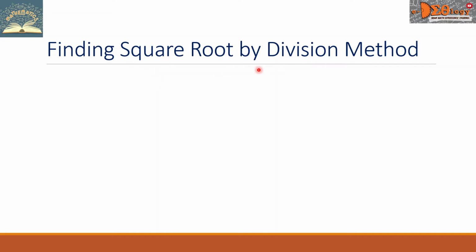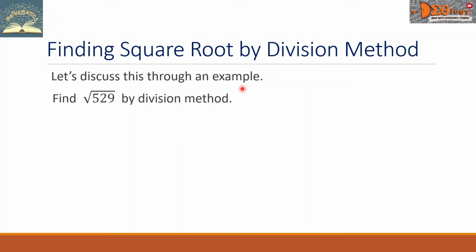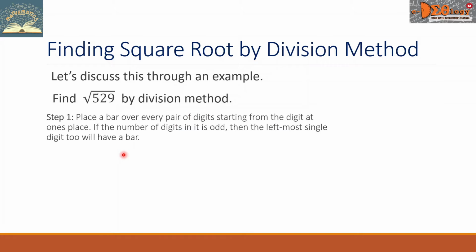Let's find square root by division method. Let's discuss this method through an example. Let's say find square root of 529 by division method. Step 1. We place a bar over every pair of digits starting from the digit at 1's place. If the number of digits in it is odd, then the leftmost single digit will have a bar.